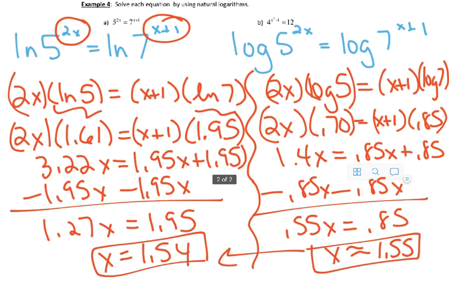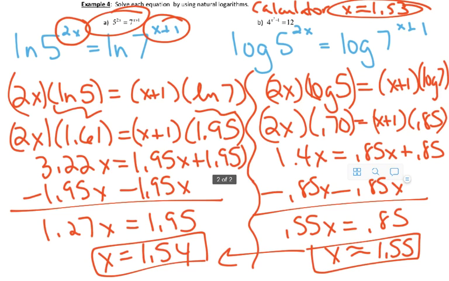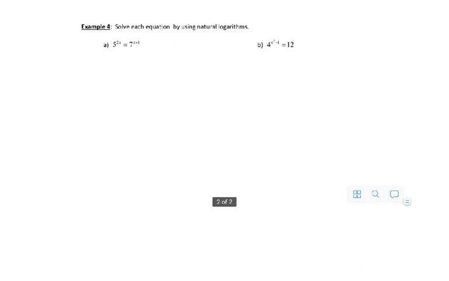However, if you were to just graph this in your calculator and find the point of intersection, you would end up getting about 1.53. I'm going to write that up at the top. Calculator, x would be about 1.53. So all the answers are close to each other. 1.53 is more accurate because the calculator did it for us. Remember that we always get a rounding error when we do it algebraically.